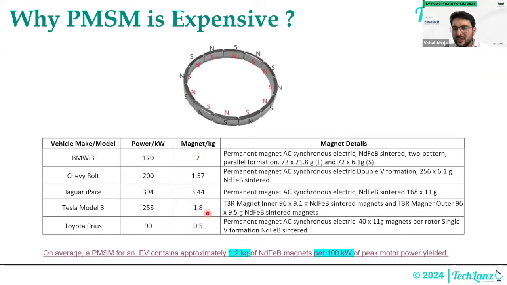The typical rule of thumb is that per 100 kilowatt of peak power of the motor, there is 1.2 kg of neodymium magnets, right? Neodymium, iron, boron magnets, which are there. Typical rule of thumb, right? So if based on this, you try to calculate for Nexon EV, which has somewhere around 100 kilowatt of motor, in that case also somewhere around 1.2 kg of magnet will be there, right?